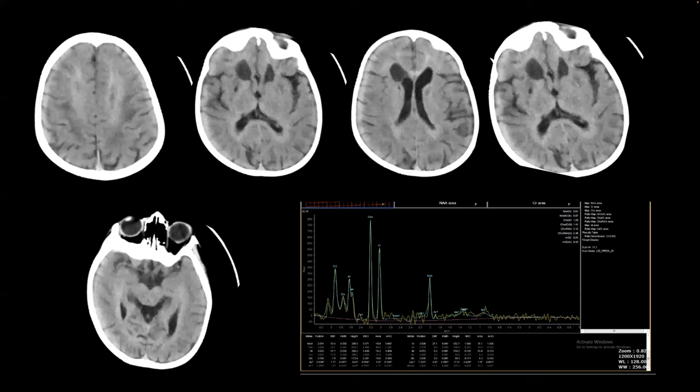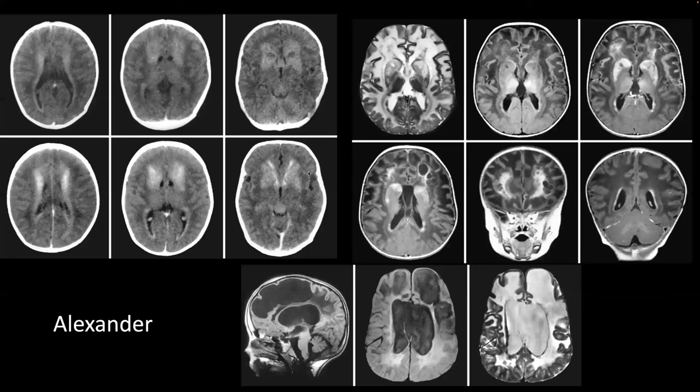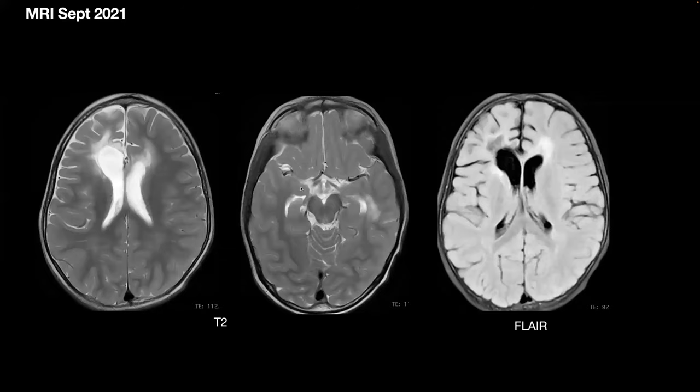The reason for doing the CT was to look for calcification, because initially we thought that it's LCC, as it was labeled as hypomyelinating initially. Well, that's right, you would look for calcification. Yeah, but the only thing is that the CT periventricular rim was slightly atypical, I thought. Sure. Thank you.